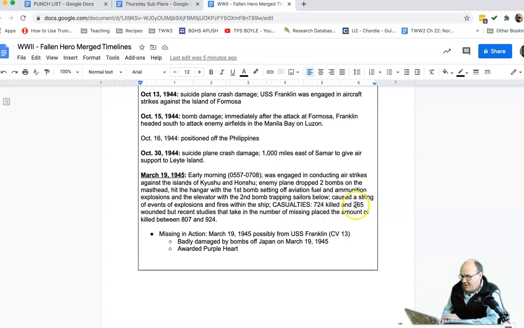724 men were killed that day, and 265 were wounded. But recent studies indicate those numbers were low, that the amount of dead may have been between 800 and 900. Among the dead was William Gilmore, who was listed as missing in action March 19, 1945. He was awarded the Purple Heart after death.